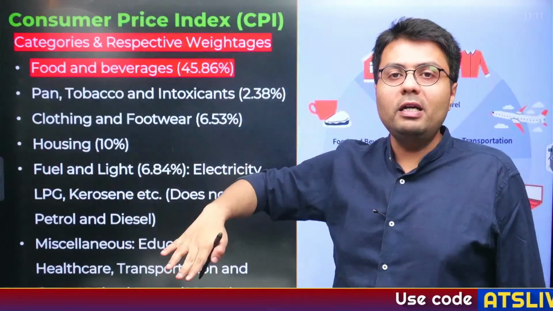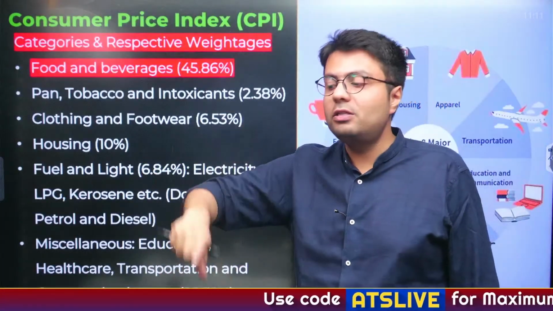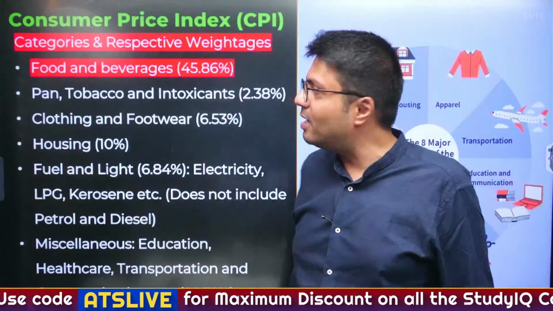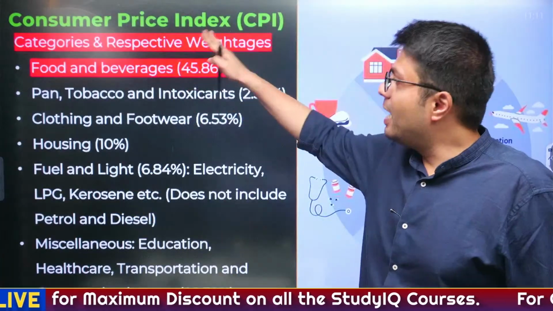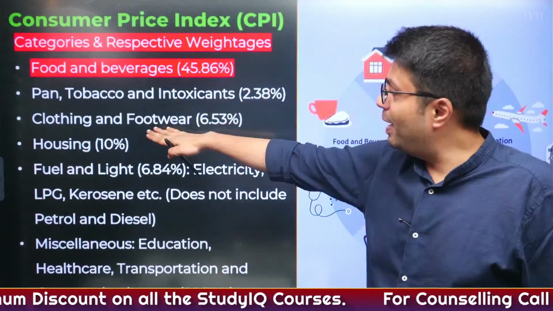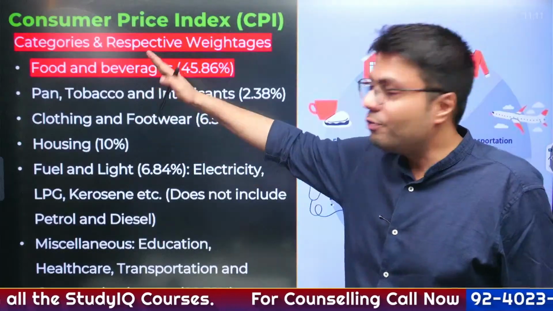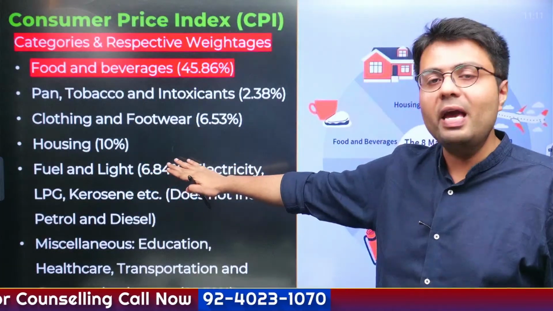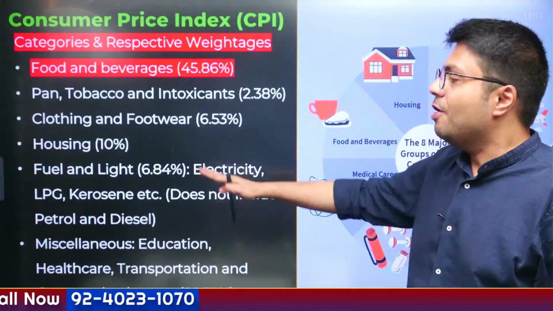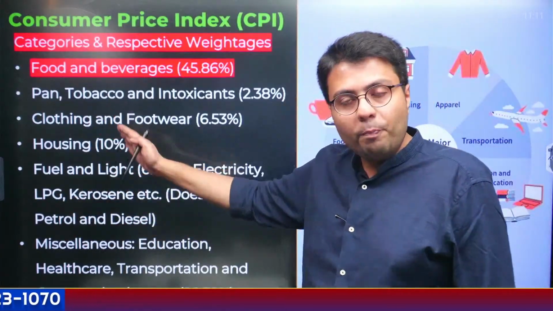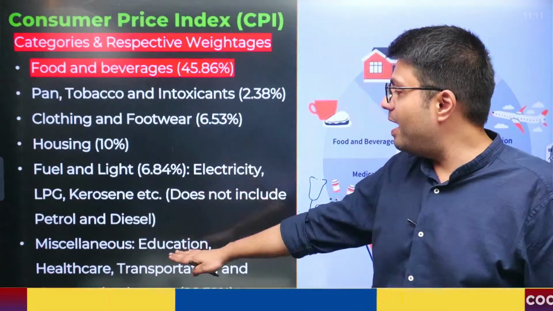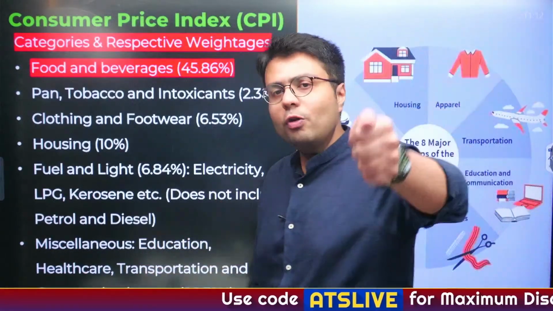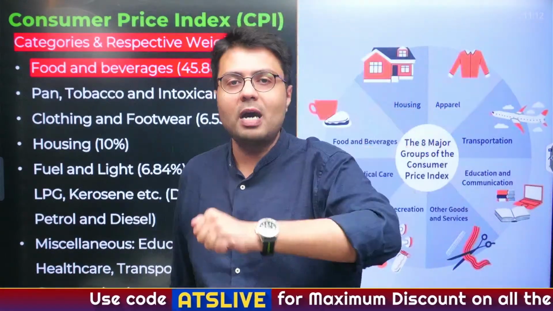Now, people like you and I, we don't just spend our money on food. We spend our money on different things, right? We spend on food and beverages. We spend on clothing and footwear. We pay rent, we pay for houses, we pay for fuel to power our vehicles, be it two-wheeler or four-wheeler. We pay for LPG to power our kitchens. We pay for education, healthcare, transportation, etc., right? We also pay mobile companies to recharge our mobile phones.